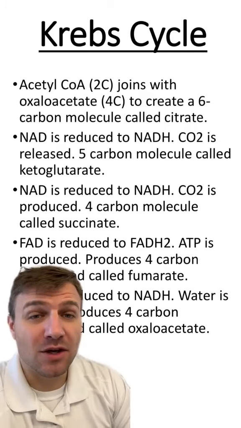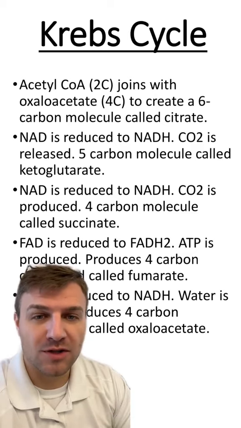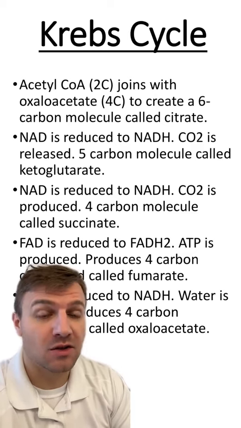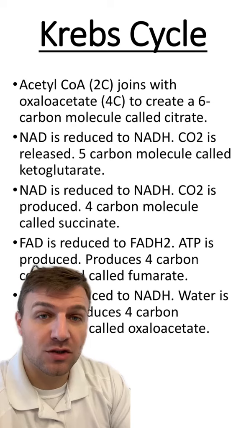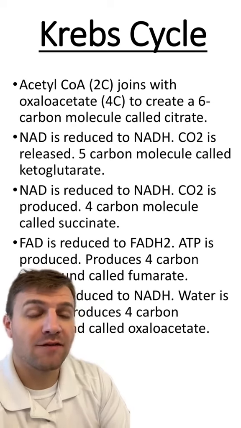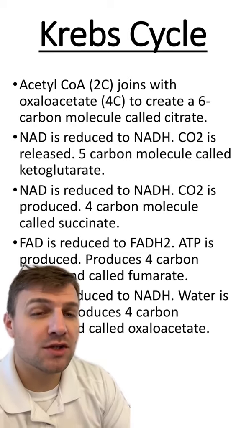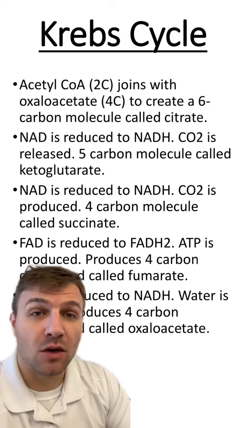The first step, acetyl-CoA is going to join with oxaloacetate. Remember to watch where the carbons are. Acetyl-CoA is 2 carbons while oxaloacetate is 4 carbons. This is going to create a 6-carbon molecule called citrate. After citrate forms, NAD is going to react with the molecule and form NADH. CO2 is going to be released, which means we're losing a carbon. That 5-carbon molecule is called ketoglutarate.